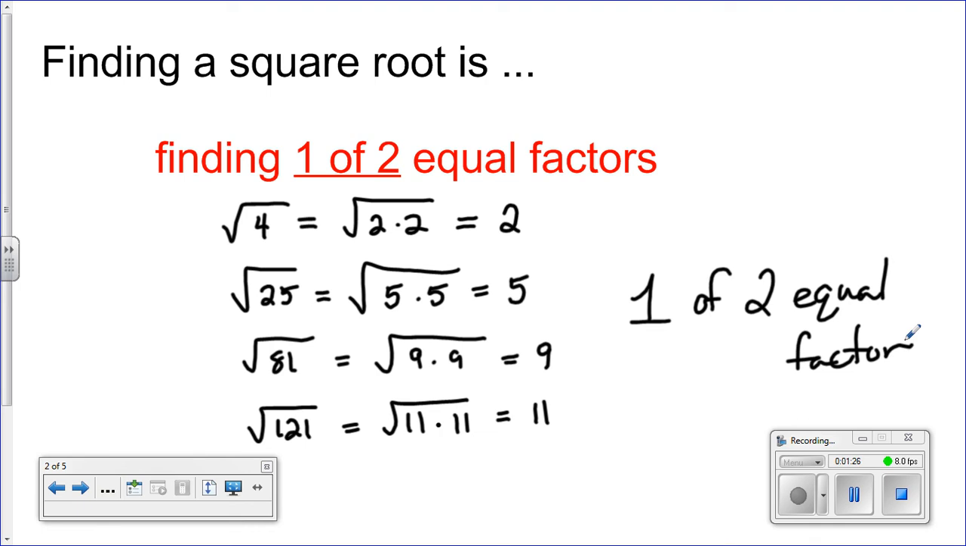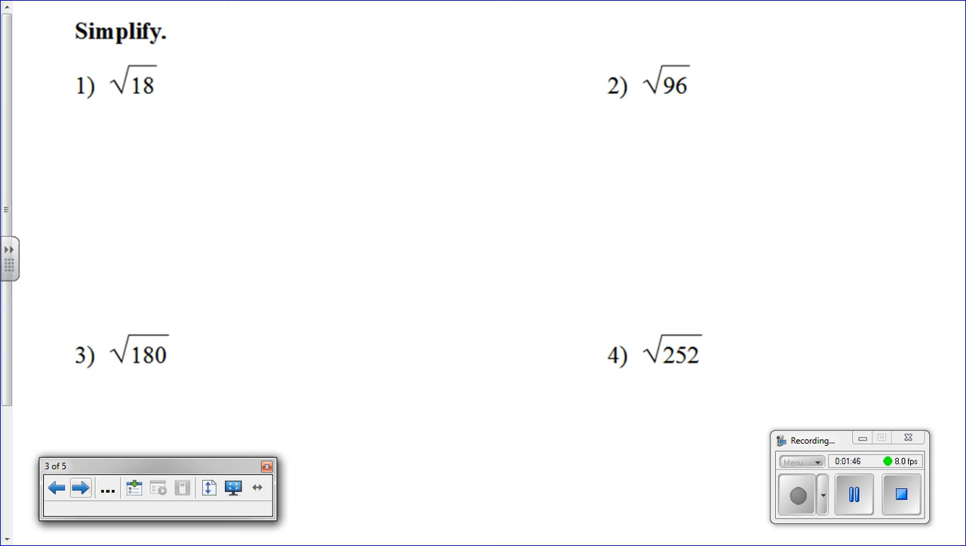Remember, cube root would be finding one of three equal factors. Fourth root would be finding one of four equal factors. Fifth root would be finding one of five equal factors, and so on. Okay? All right, now based on this, we can use the idea of prime factorization. Hopefully you remember prime factorization trees. So let me just give you an example.